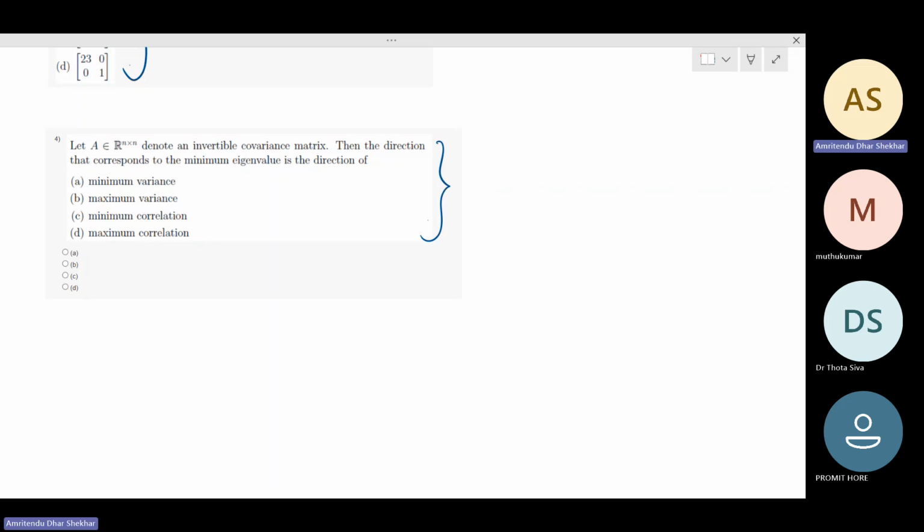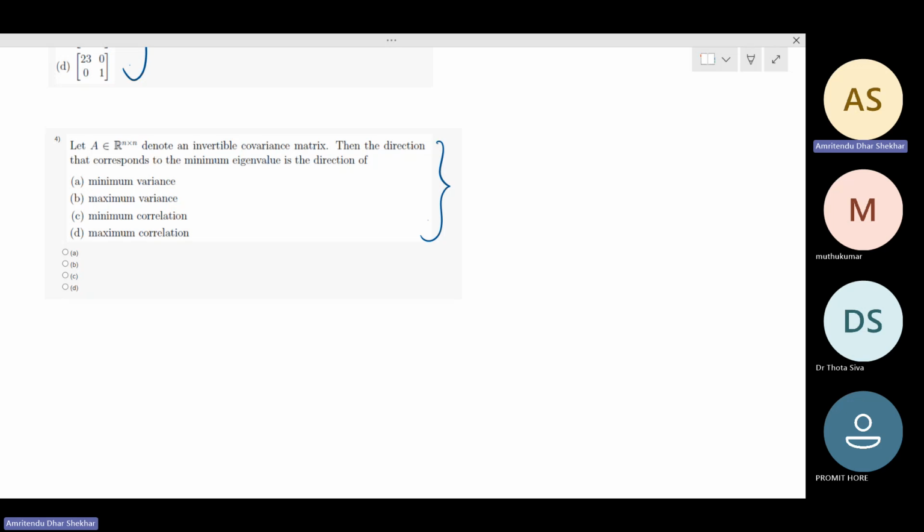The direction of... I'm not sure exactly. I mean, it would have been better if they defined what they mean by variance, correlation, etc. It is difficult to say what they are trying to mean over here.